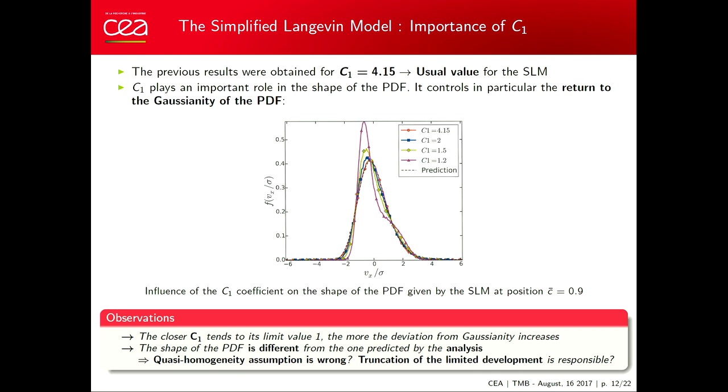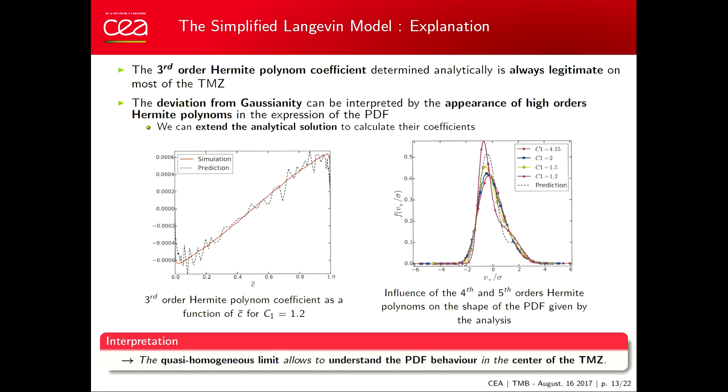So in order to understand why we have such a difference, we made two hypotheses. First of all, maybe this difference was due to our quasi-homogeneity assumption, on which our development is based, which could be wrong. Or maybe this is due to the truncation of the limited development we made, because we only kept the first two orders, and maybe the higher orders of the development were more important than we thought. To verify this, we first decided to compare the coefficients of the third order Hermite polynomial given by our analytical expression to the ones that we extracted from our numerical results.